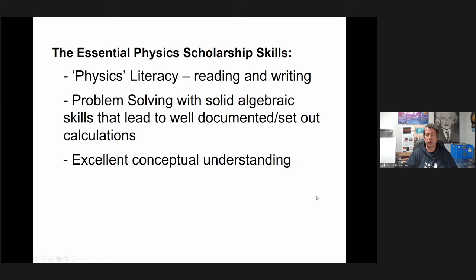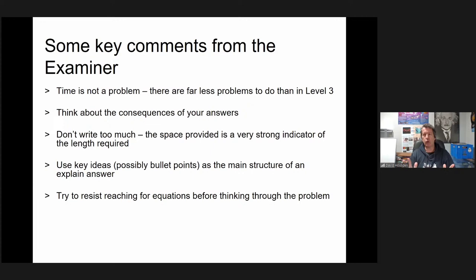So some other key comments from the examiner, just in general, I guess we talked a little bit before about what the top students can do. What are the trends? Time never seems to be an issue. There are far fewer problems to do than in level 3. Level 3 tends to have 3 questions, maybe 4 questions in each one. You're talking about 12 responses, so 36 odd responses if you're doing all 3. Scholarship might have 4 questions, 16 odd responses. Might be a little bit of variation there, might be up to 20. But you've got the same amount of time, far fewer responses required.